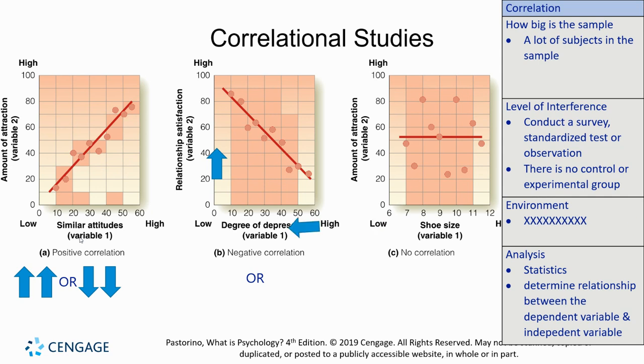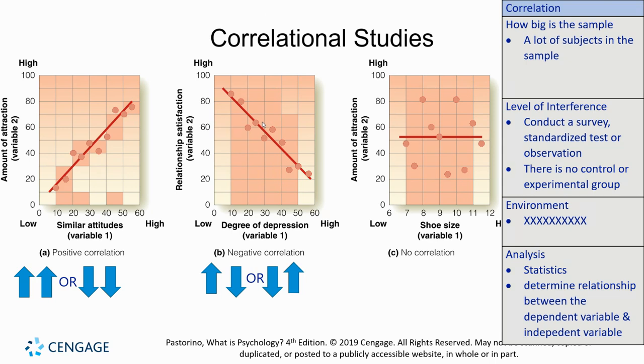But in a negative correlation, the opposite is happening. As one variable goes up, I see the other variable go down. So if I go from this dot to this dot, as degree of depression decreases, what I see is that relationship satisfaction is actually increasing, it's going up. The opposite is also true. As depression goes up, relationship satisfaction goes down. As we go to the right, that is, higher in depression, relationship satisfaction goes lower. And so what you tend to see is that as one variable goes up, the other one goes down.